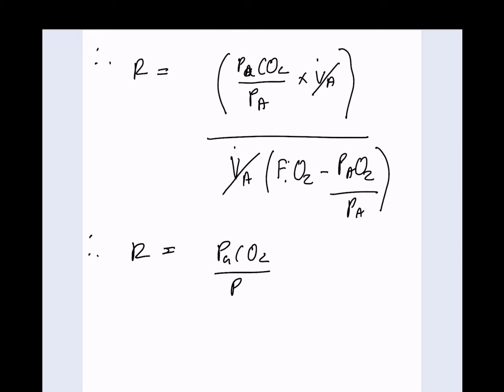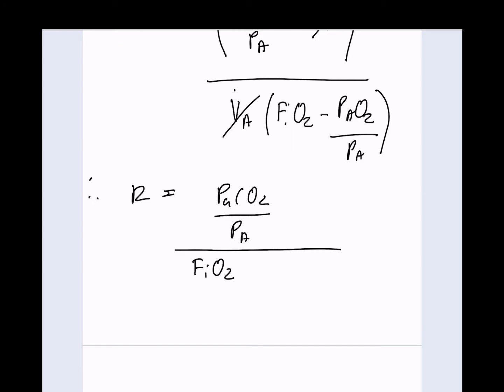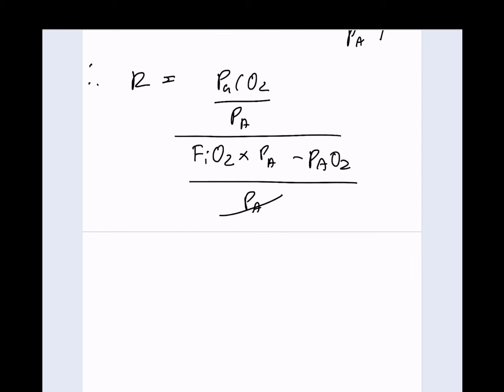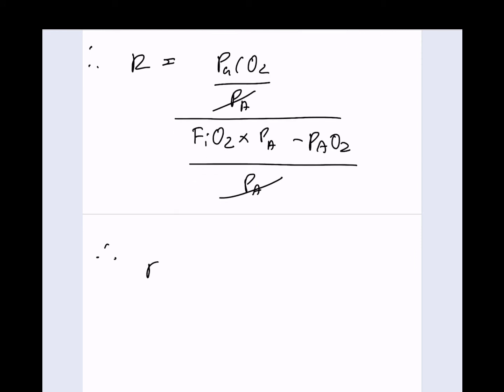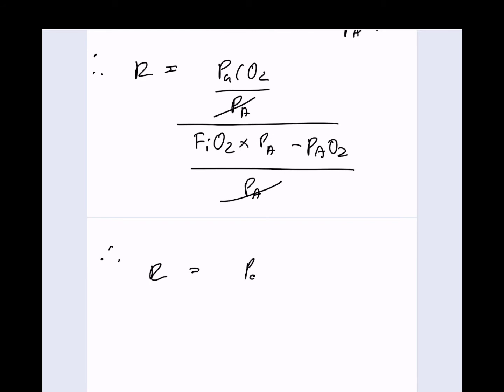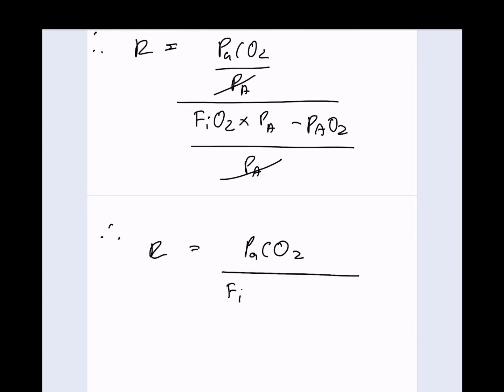PaCO2 upon PA divided by FiO2 times PA minus PaO2 upon PA, and again doing some cancelling, we get R equals to arterial partial pressure of carbon dioxide divided by FiO2 times the pressure within the alveolus, total pressure within the alveolus, minus the alveolar partial pressure of oxygen.